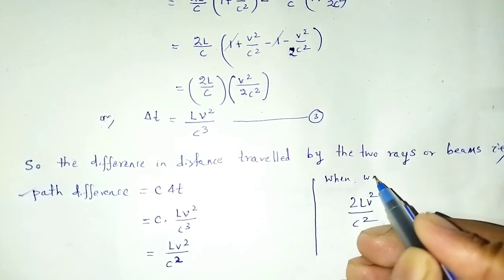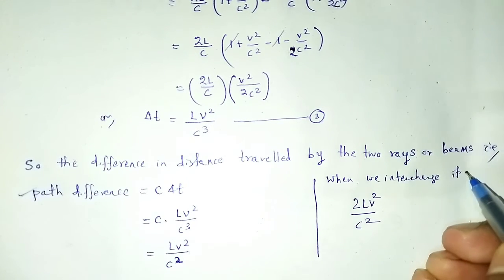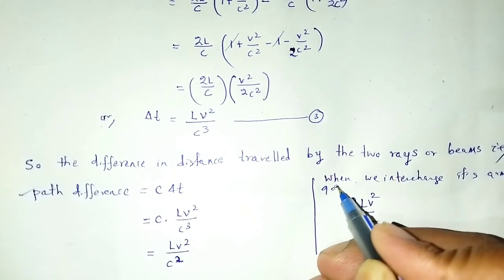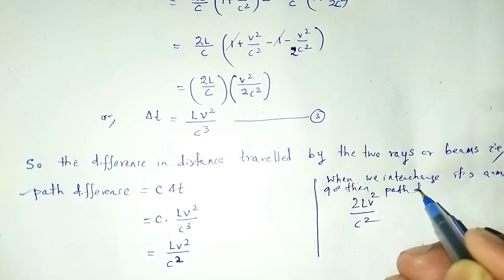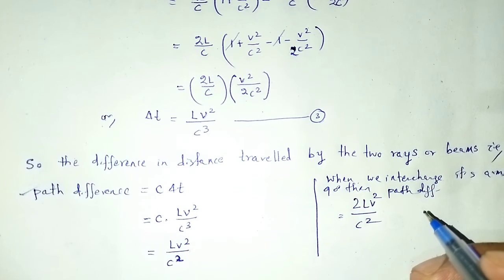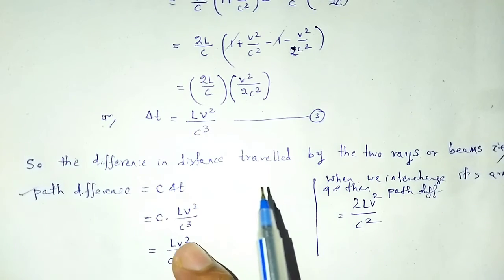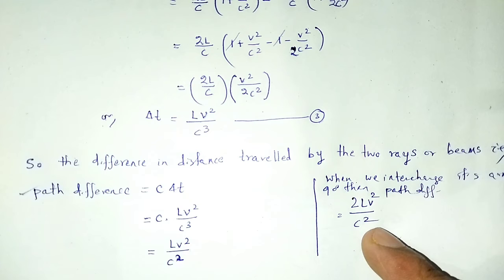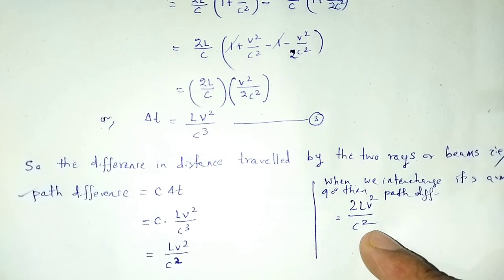When we interchange its arms through 90 degrees, the path difference will be this much. Consequently, due to the change in path difference, from L V square by C square to 2L V square by C square, there should be a shift in the interference fringe.